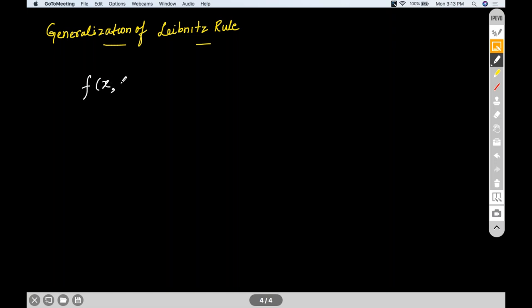Now I'm going to give you a general overview of the Leibniz rule. Generalization of the Leibniz rule. So if you have a multivariate function, that means it has x also in it and it has t also in it. A typical example is something like x squared t plus t by x to the power 4. This is a function in terms of both x and t, so it is a multivariate function.